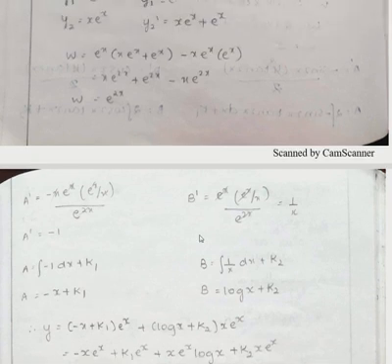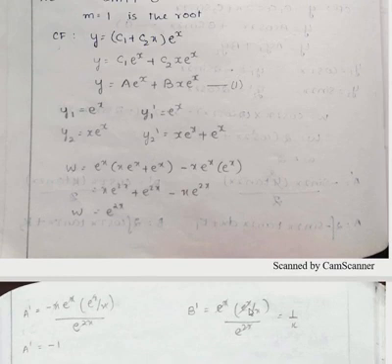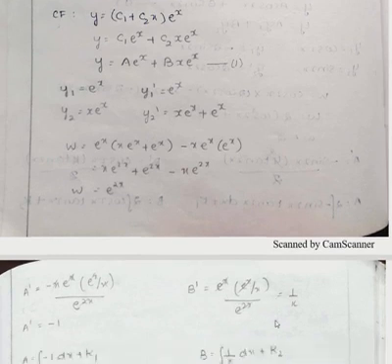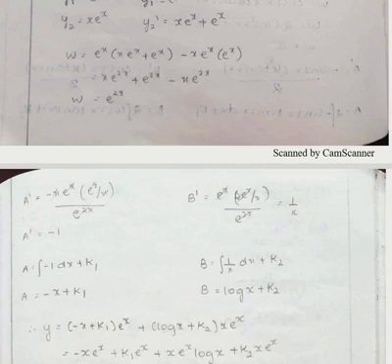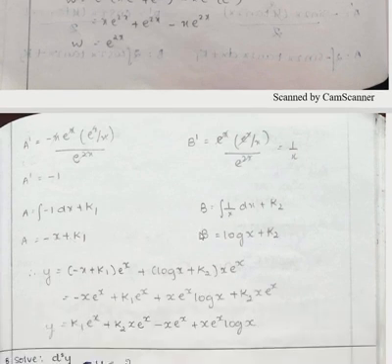Similarly find B. Therefore B' = y1 φ(x) / W, where y1 is e^x and φ(x) is e^x / x, divided by W, which is e^(2x). That is e^x into e^x is e^(2x). The e^(2x) gets cancelled, only 1 by x. Integrating on both sides, the integration of B' is B, equal to the integration of 1/x dx plus the integration constant k2. Therefore capital B = log x + k2. These are A and B.